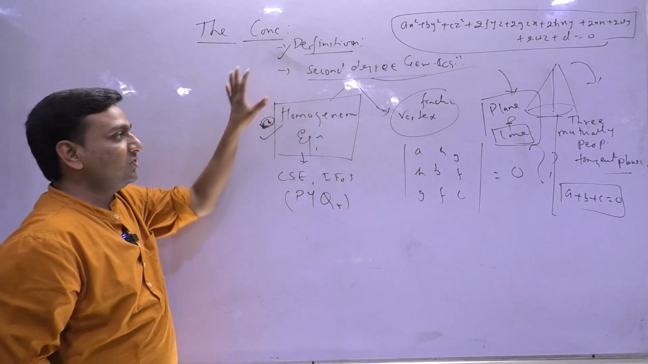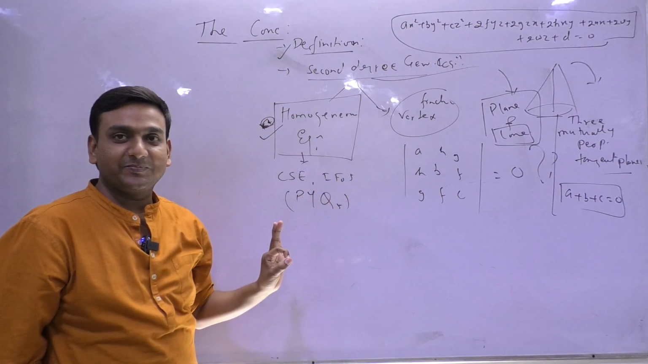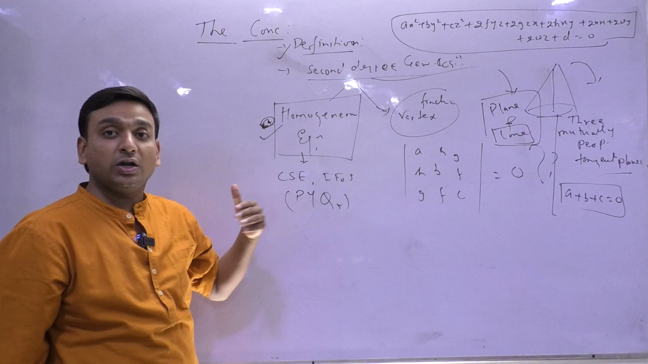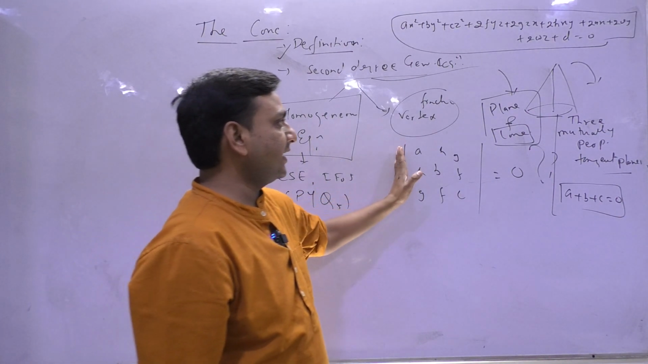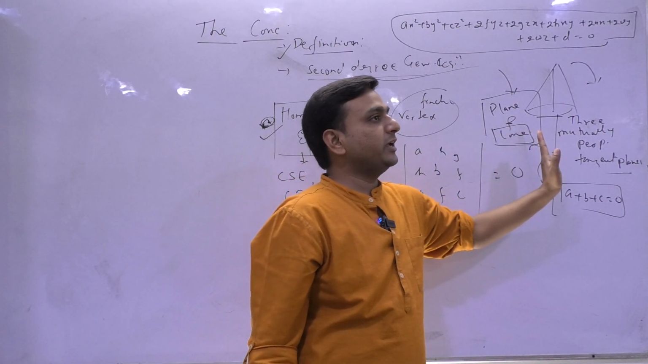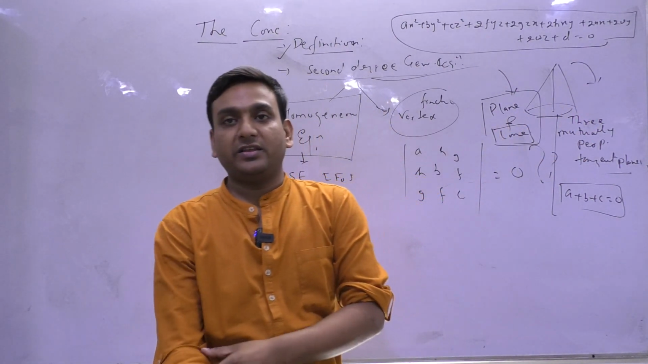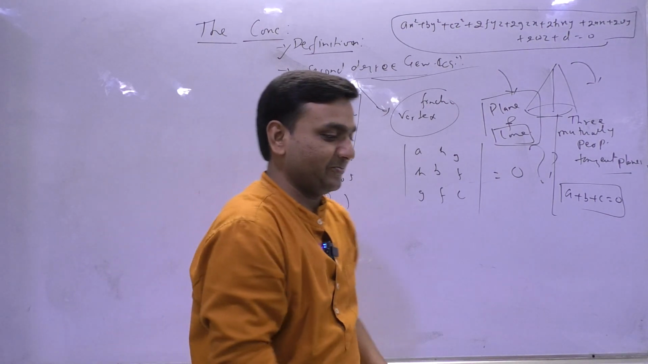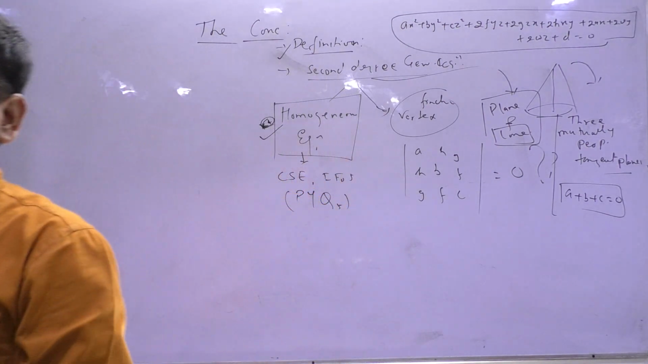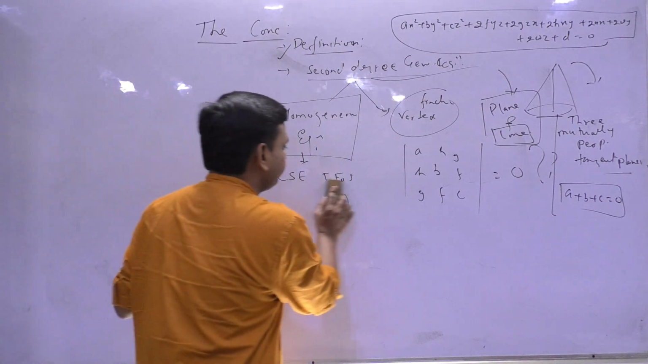So is the theme of this chapter clear to you or not? Like what we are gonna do in this chapter? Clear? First, second, third and then fourth, that is this enveloping cone and all. Clear now? Okay, let's move now.